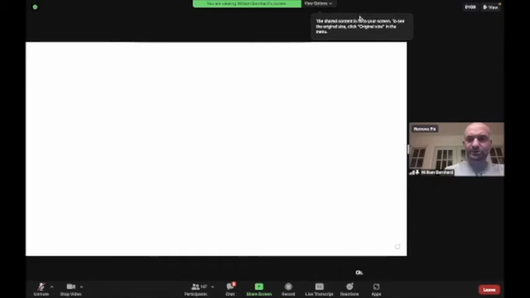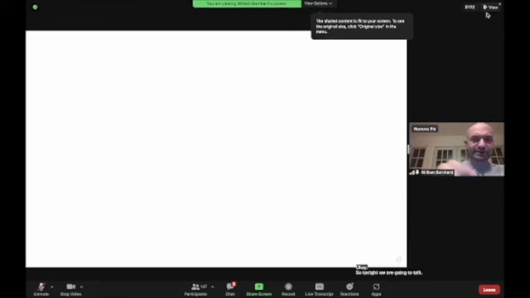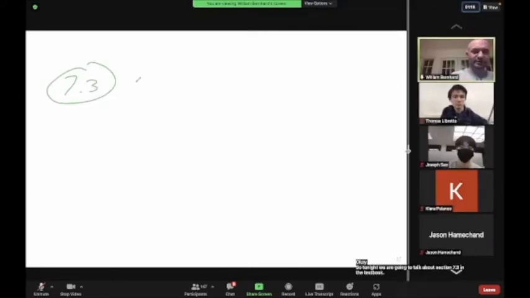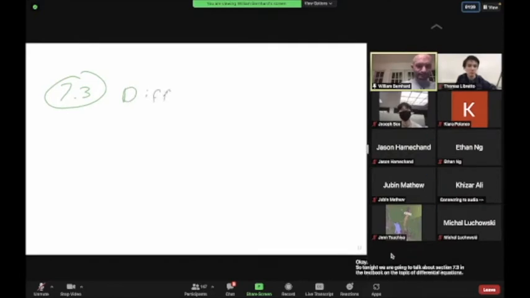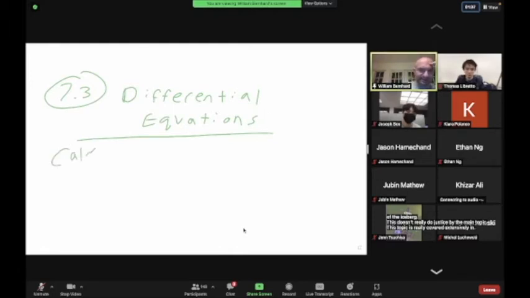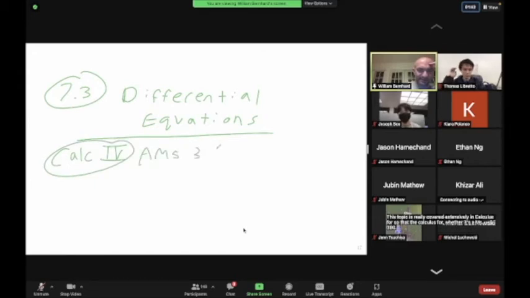Okay, so tonight we are going to talk about section 7.3 in the textbook on the topic of differential equations. And we are really going to look at the tip of the iceberg. This doesn't really do justice to the main topic. This topic is really covered extensively in Calculus 4, whether it's AMS 361 or MAT 303, which is a full undergraduate course in this topic.